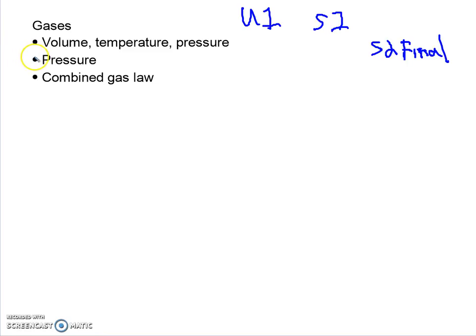Okay, there's three things I'm going to review mostly. There's more to the unit, but these are the most important parts. So first thing is these three terms, okay?